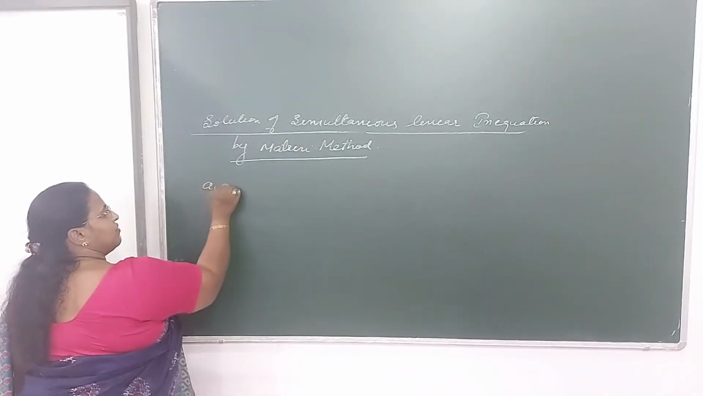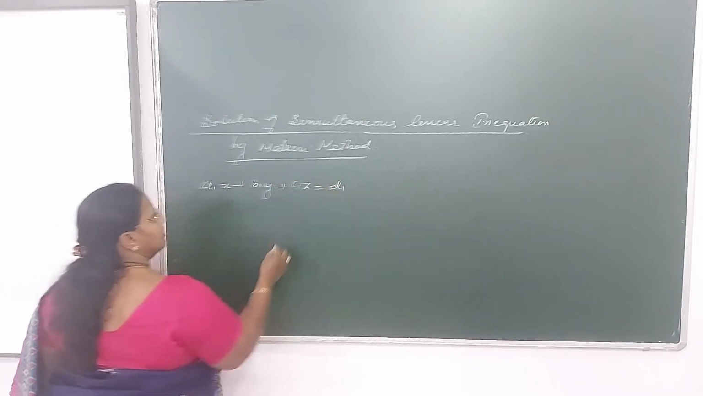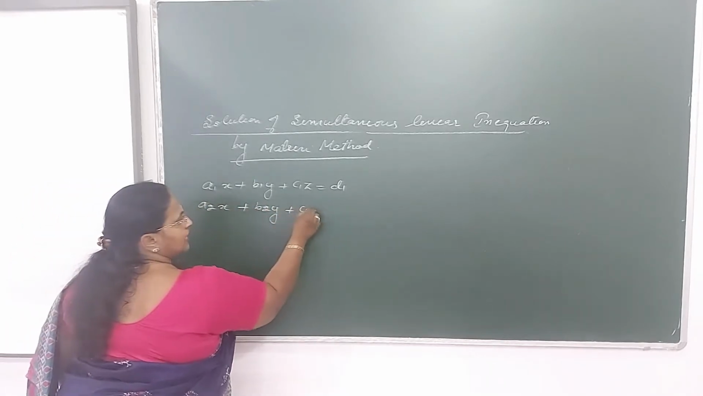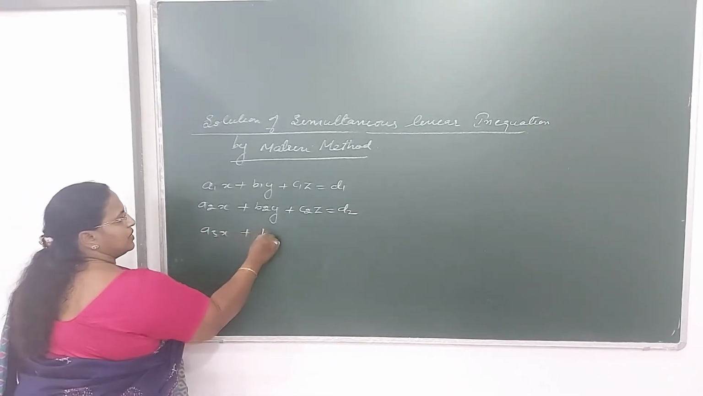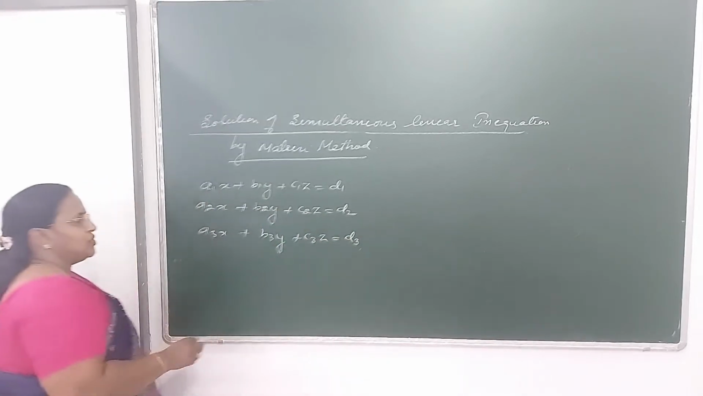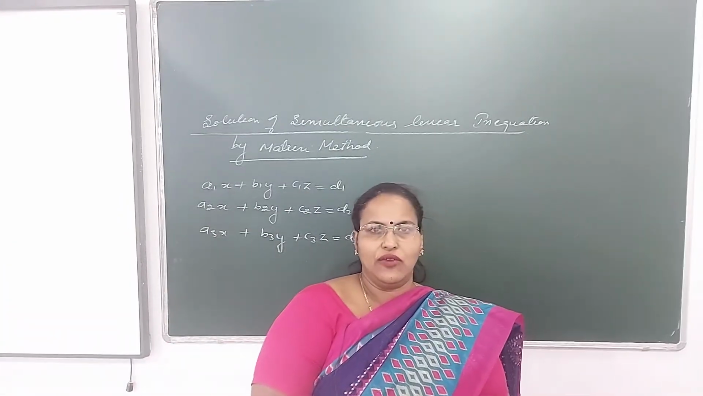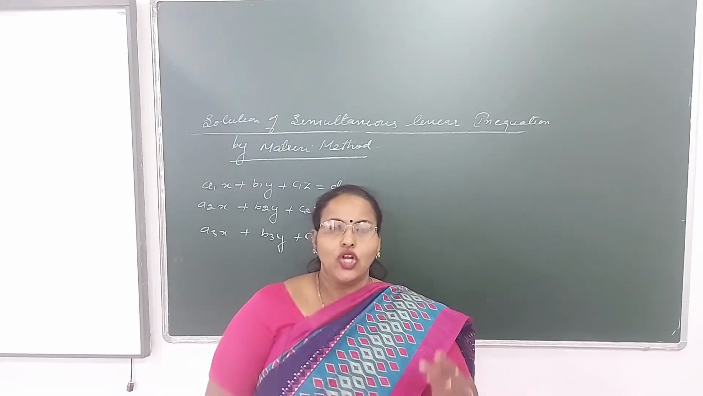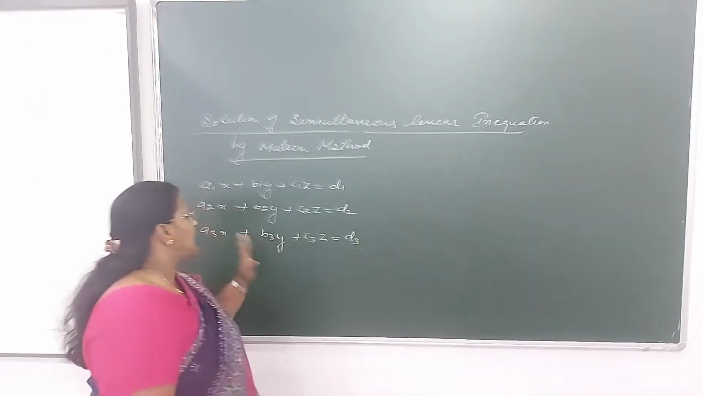So let the equations be a1x plus b1y plus c1z is equal to d1, a2x plus b2y plus c2z is equal to d2, a3x plus b3y plus c3z is equal to d3. See the procedure I am telling you; you can use this method for n linear equations with n variables. But in your syllabus you will be expecting questions with 2 equations or 3 equations. Maximum it will go up to 3 equations. So these are the 3 equations.